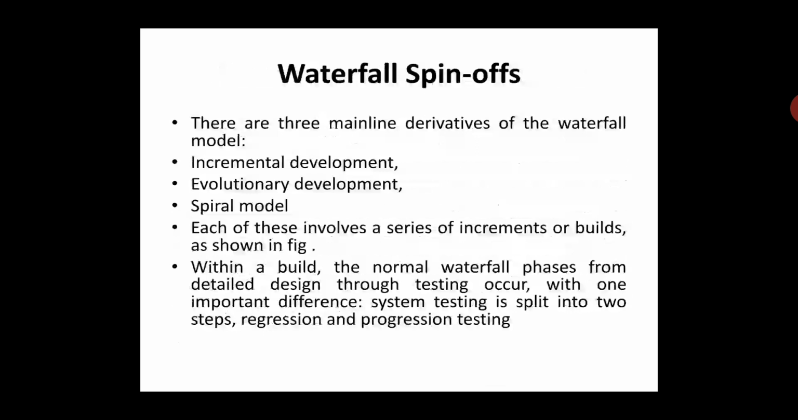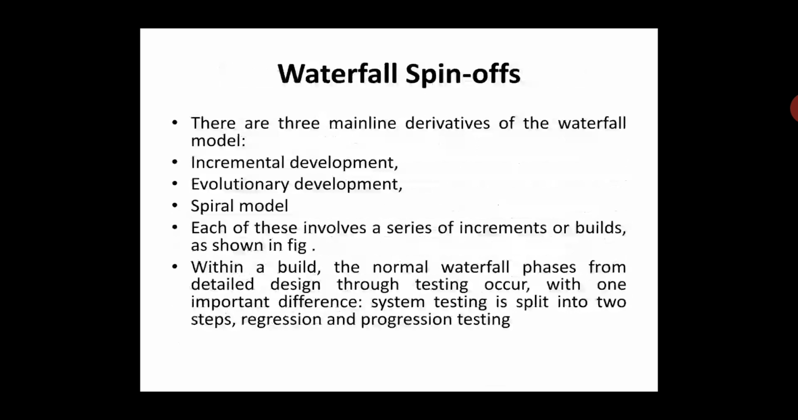From here onward we're going to discuss the different alternative life cycle models. The first one is waterfall spin-off. Here there are three mainline derivatives from the waterfall model only. The first one is incremental development, another one is evolutionary development, and another one is the spiral model.